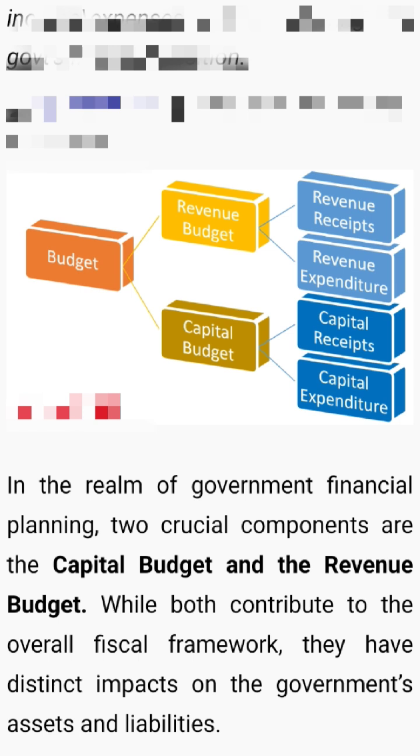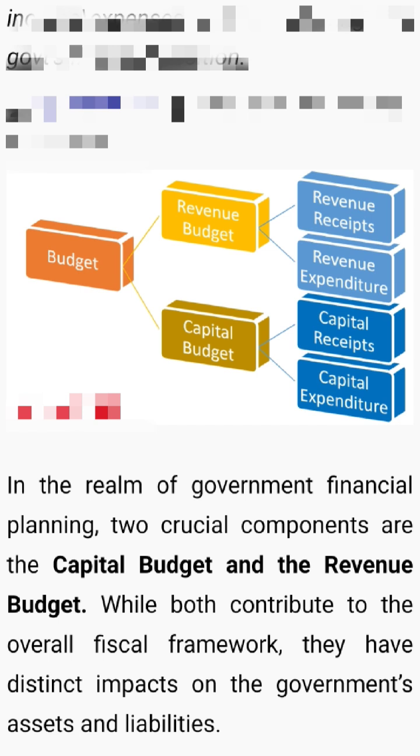Let's break it down further. 1. Revenue account, revenue budget. This is for regular income and spending. Income examples: taxes from people and businesses like GST, income tax, fees or fines collected by the government. Spending examples: paying salaries to teachers, doctors and police, running hospitals, schools and government offices.